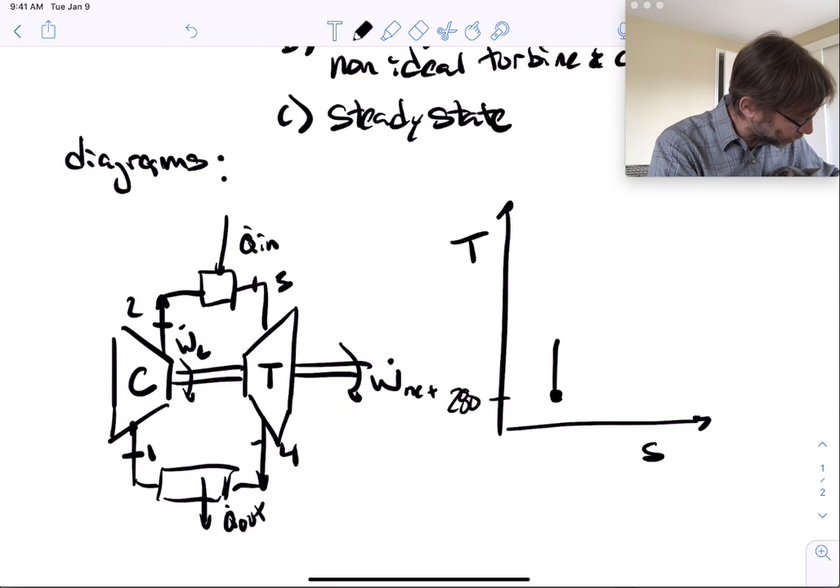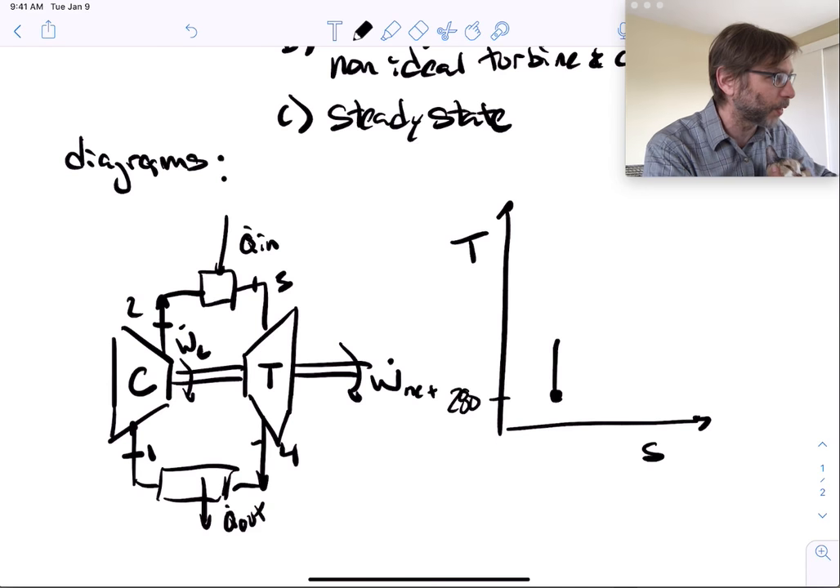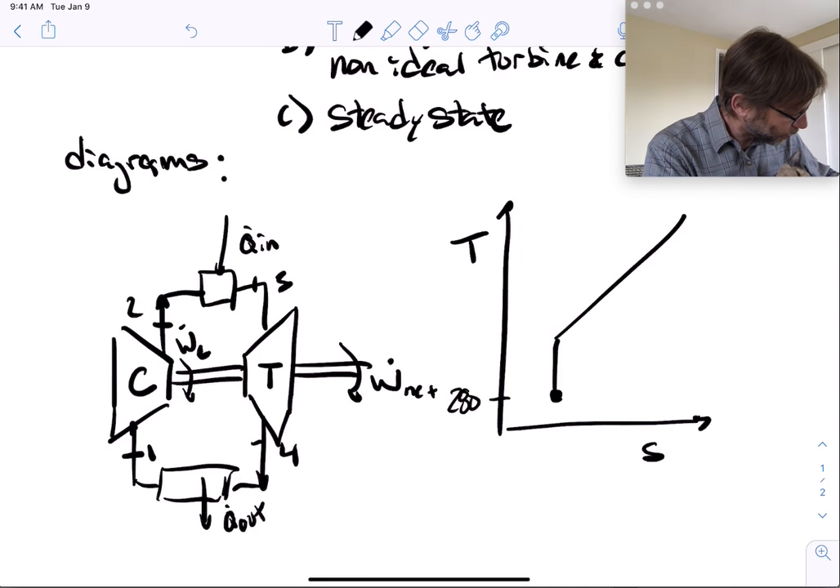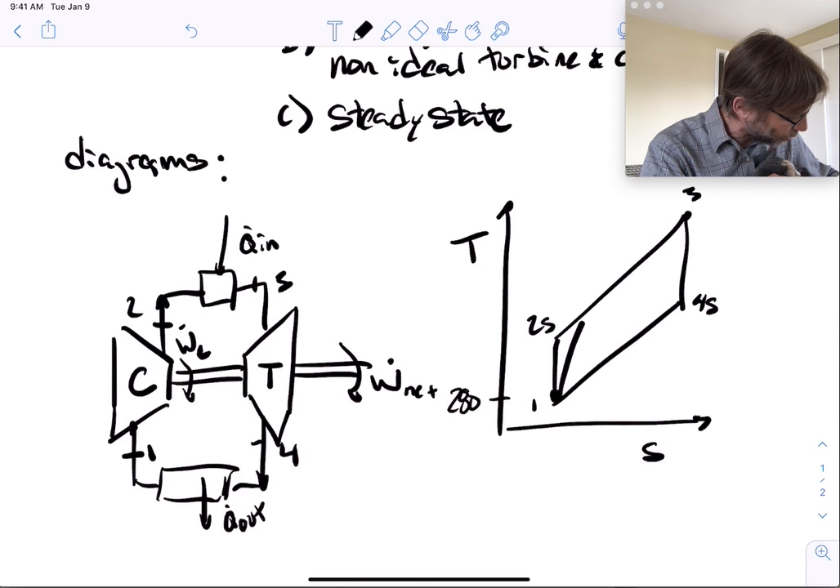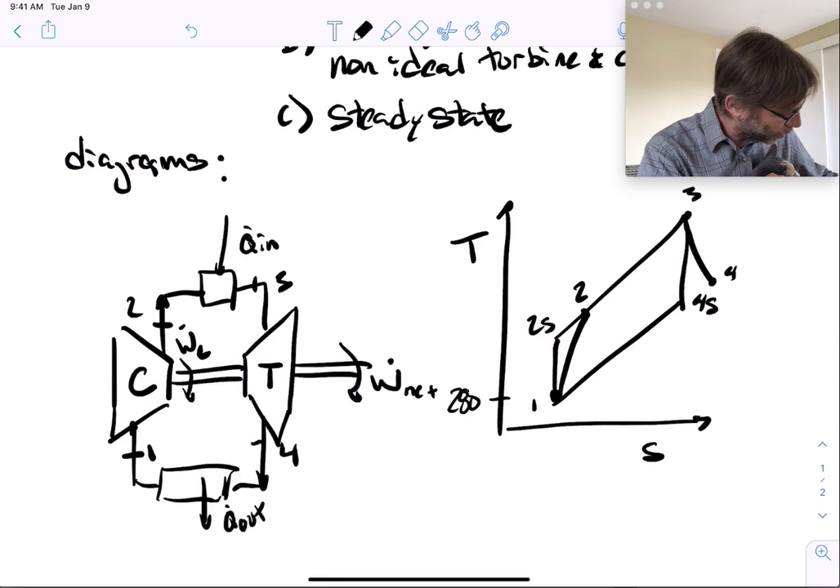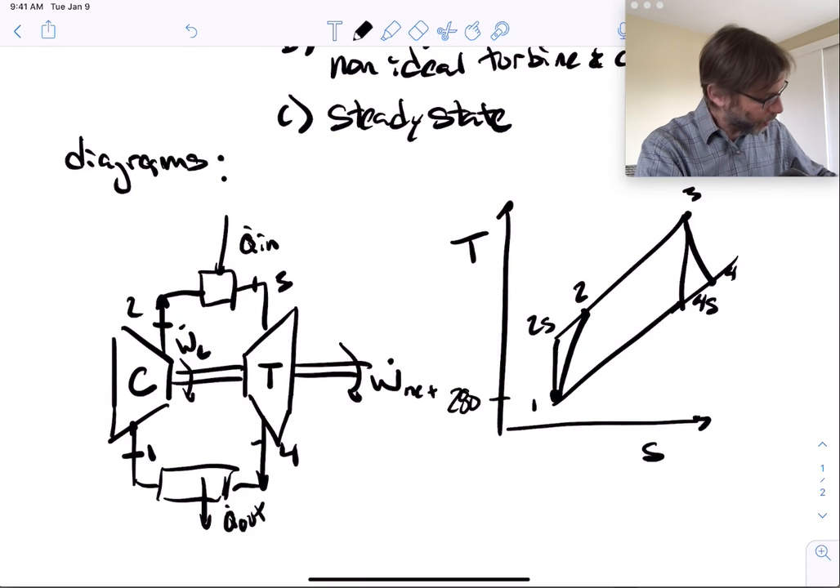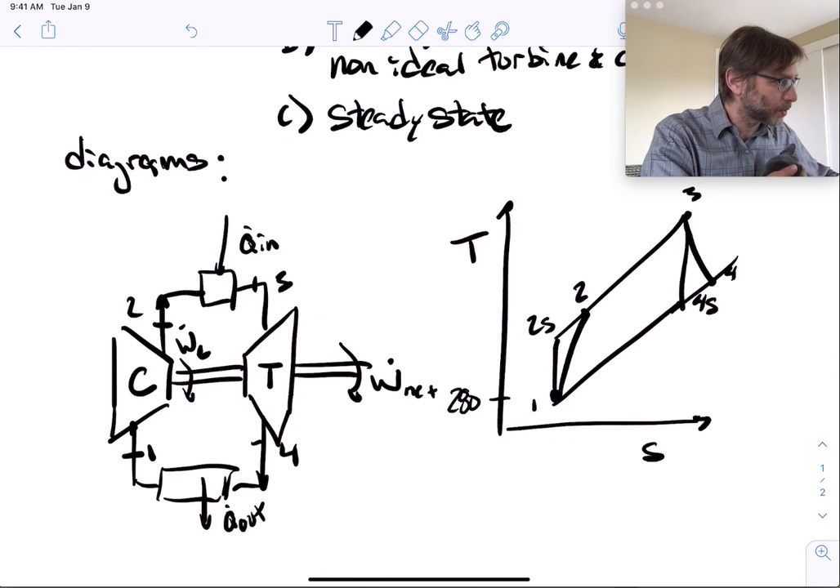isentropic, the ideal Brayton cycle with isentropic processes goes like this. 1, 2, 3, and then 4. So it looks kind of like this. And then this is for 2S and 4S, because actually what your processes are doing is this. So we have 2 and 4 look like this, because these are constant pressure lines.